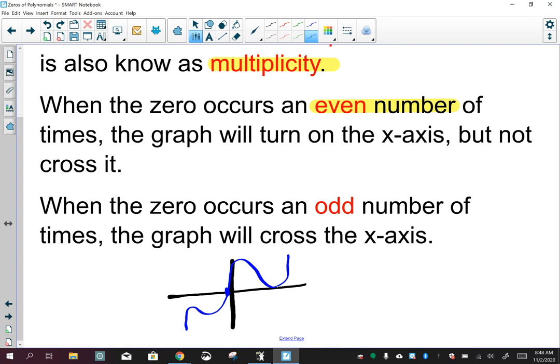If you keep looking at this specific graph here, I have an odd multiplicity here, and then I come over here and I have this 0 that sits over here. It comes down and it sits here. So this 0 is going to be an even multiplicity, and that's okay. You can have things like that. You can have different multiplicities within a specific problem, and that's absolutely a-okay. So if it's odd, it's going to cross the x-axis, and if it's even, it will turn on the x-axis, but not cross it.